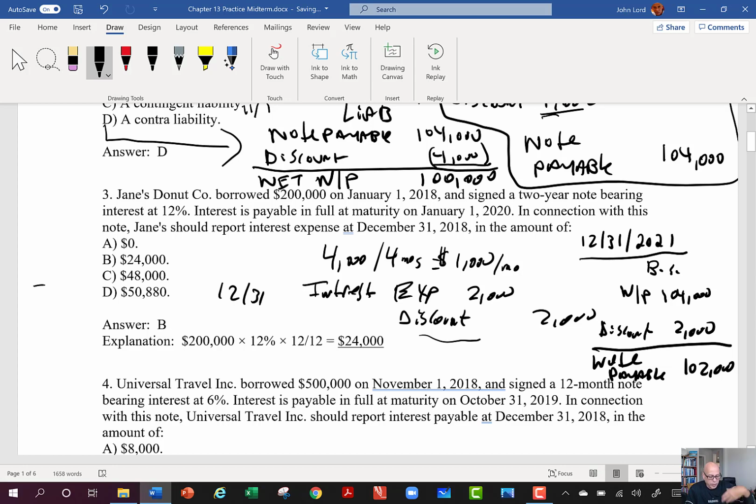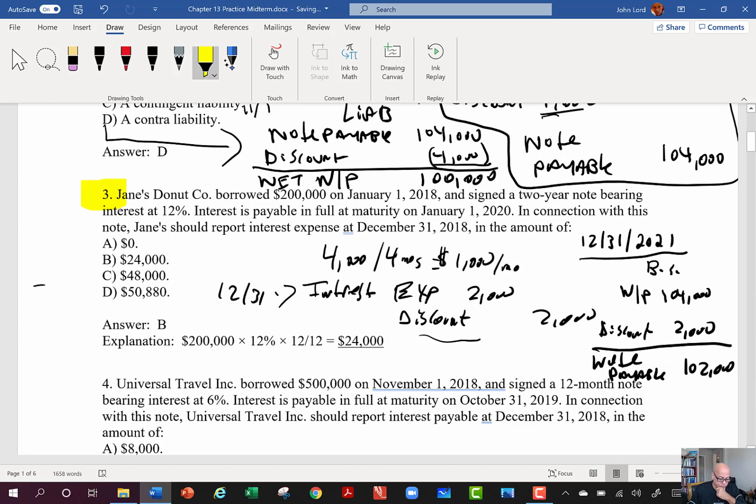And then of course we would continue into the next year, and when we finally pay that off, we would go ahead and have amortized the complete discount, debit the note payable $104,000, credit the cash paying back the full $104,000. So the takeaway, even though the note says non-interest bearing, we are calculating interest expense, right? Okay.